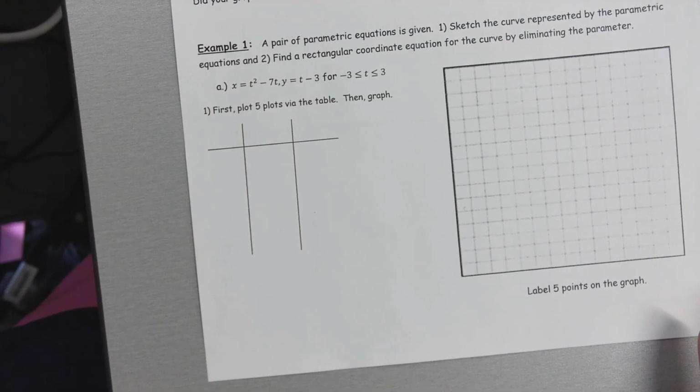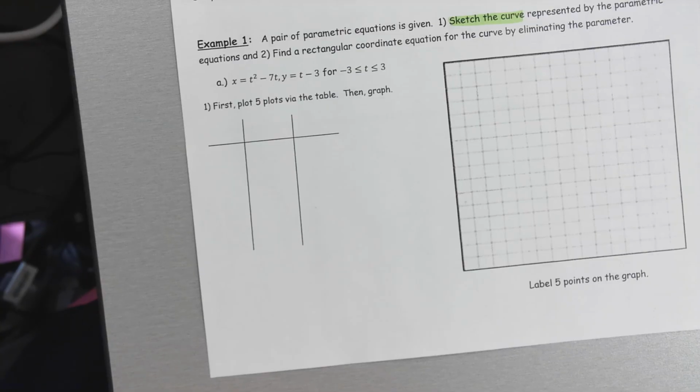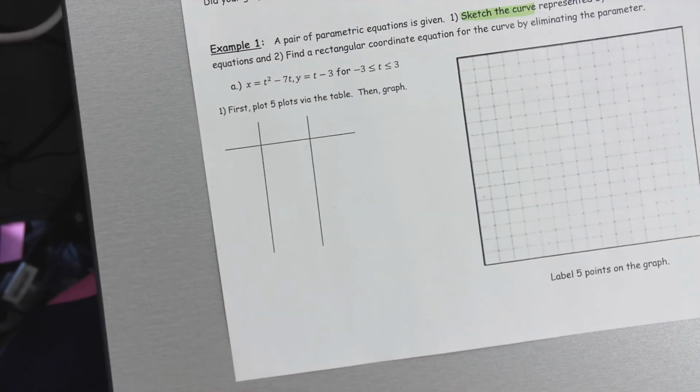All right, and then in example 1, you are given a pair of parametric equations. You're going to sketch the curve. And then we are going to find a rectangular coordinate equation by eliminating the parameter.